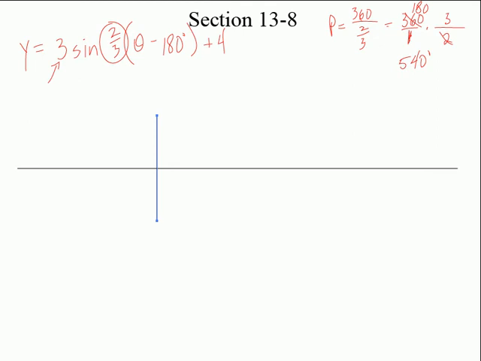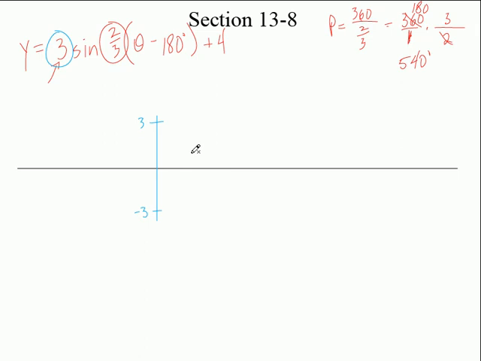All right, so now let's go to blue. All right, so the amplitude, let's do that first. So how high is it going to go? It's going to go to 3. That's the amplitude right there. And then that's going to go down to -3.